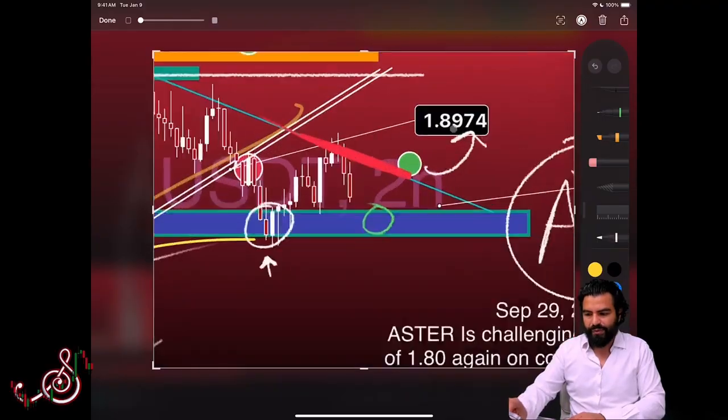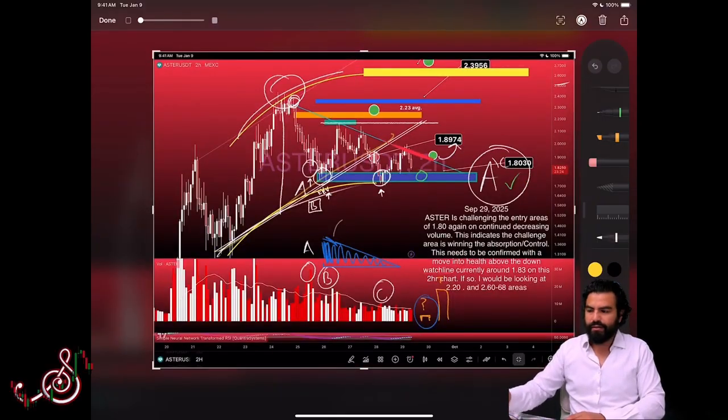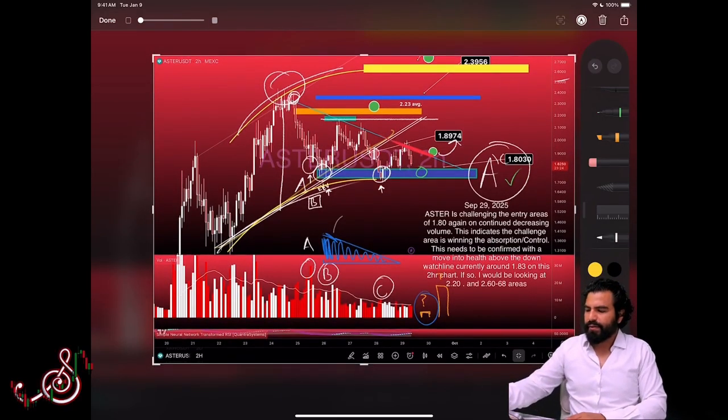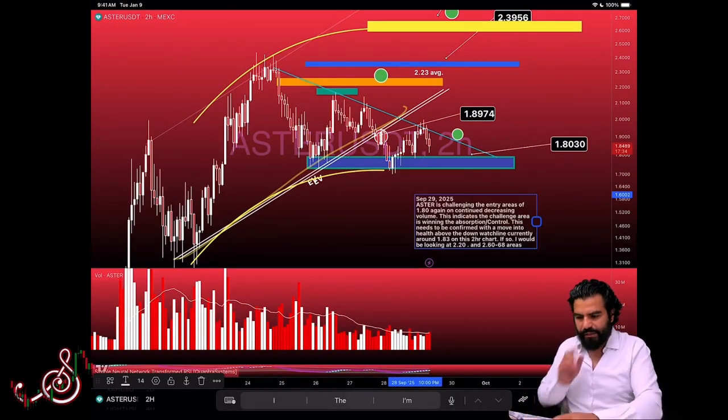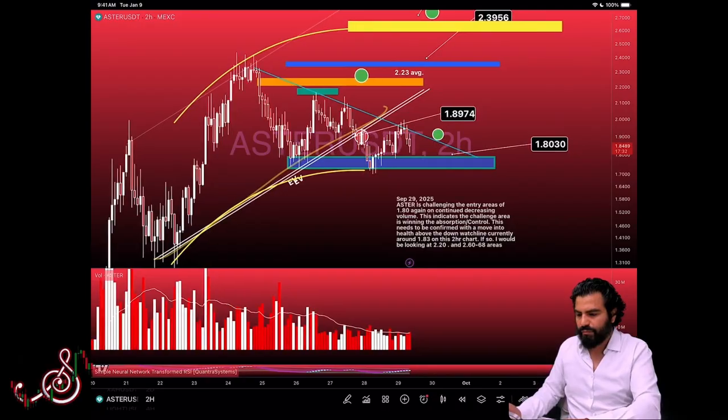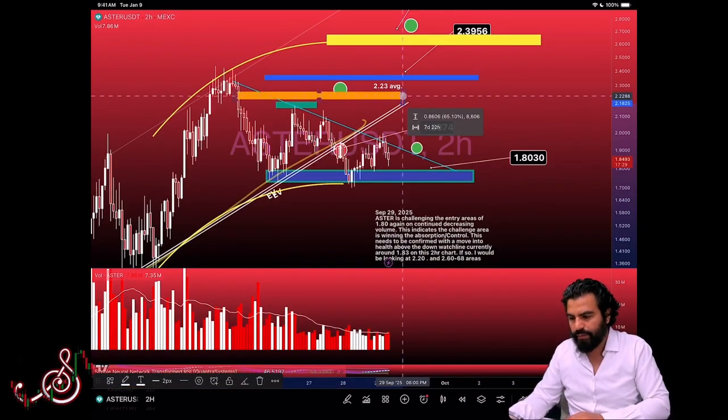Okay, if you get the breakout into that health, you need that. Okay. Do I have any other questions on ASTER at this moment? Okay.